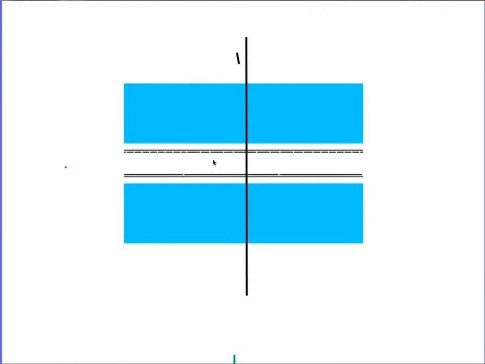But what happens when I try to draw in a horizontal line of symmetry? Do you see how this little line is dashed and the line below is solid? That means that those are not symmetrical. The top would not be a mirror image of the bottom just because of those little dashes. It does make a difference. We have to consider everything. So this has one line of symmetry.